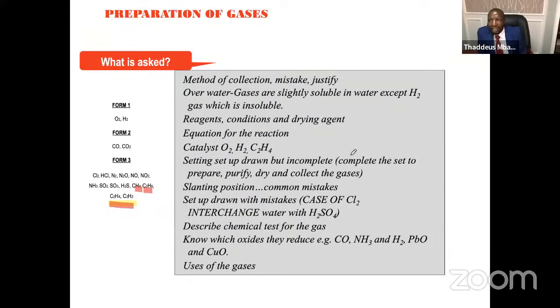First of all, I'll also tell you how you are supposed to answer questions. We have the method of collection. You can be given the gas, you are told to identify, complete the gas, complete the diagram to show you can collect the dry gas, identify the mistake, justify the method of collection. And I want to give this, like there's a question that we had given you, and we told you to identify the mistake.